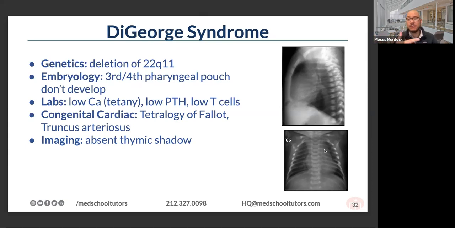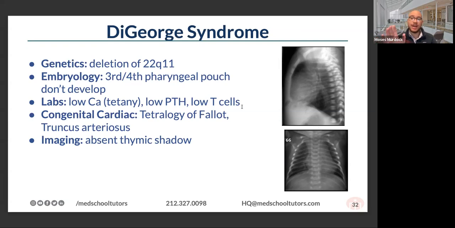And obviously, if you have a problem with the thymus, a problem with T cells, then you are likely to see a narrowing of that where the thymus would be, and that gives you a clue that the thymus is missing, involuted, and should clue you into DiGeorge syndrome.